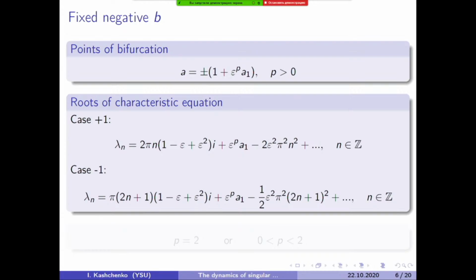And if p is less than 2, then at first look these terms should be smaller and do not appear. But n is an integer, so if n is large enough, and it may be large enough, then this term may have the same order of smallness as this one, and so we cannot discard these terms. But we have two different situations. The first one, p equal to 2, and the second one, p less than 2.